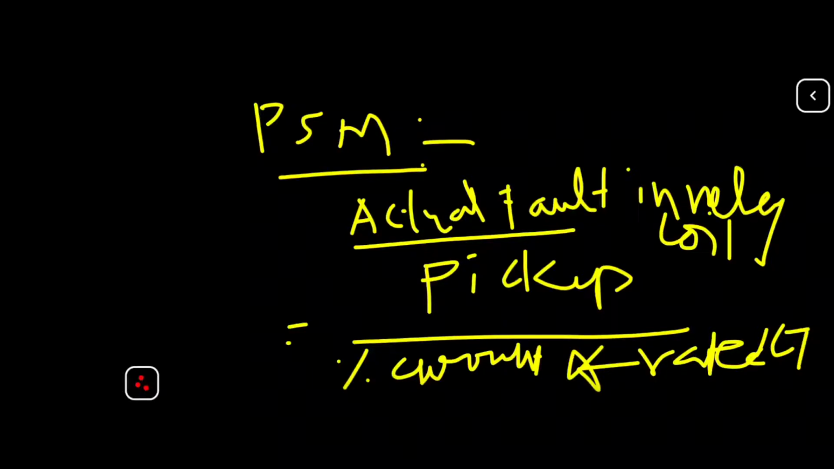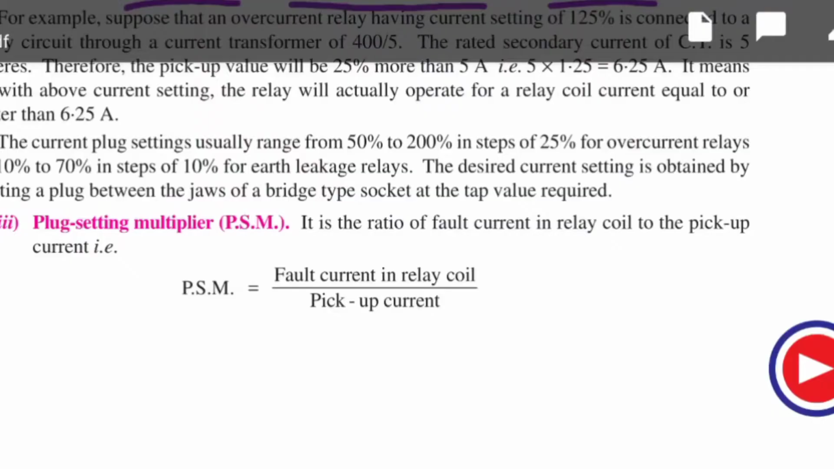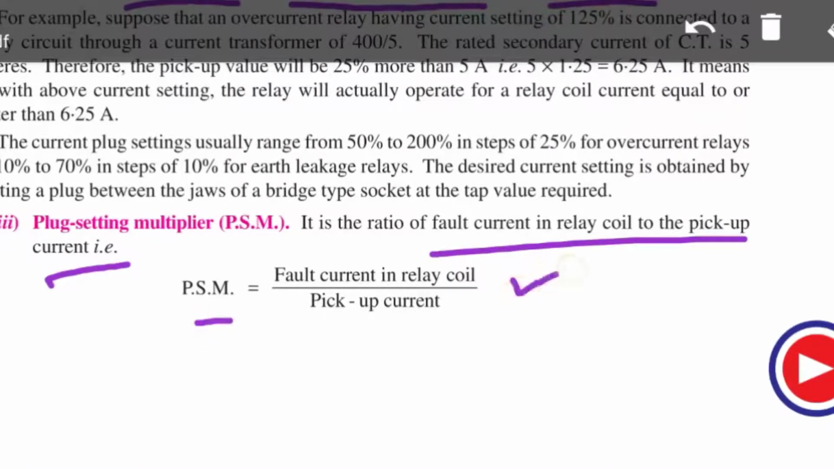Okay, simply we can define plug setting multiplier. Plug setting multiplier, PSM, is the ratio of fault current in relay coil to pickup current, that is PSM equals fault current in relay coil divided by pickup current. What is pickup current? Pickup current is defined as rated secondary current of CT into plug setting, the percentage current setting.